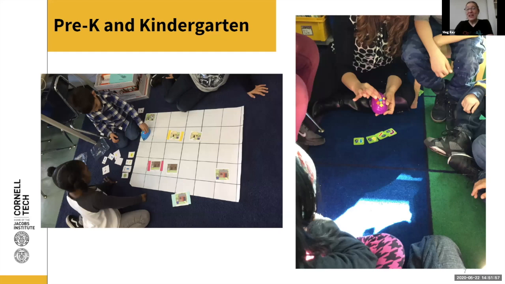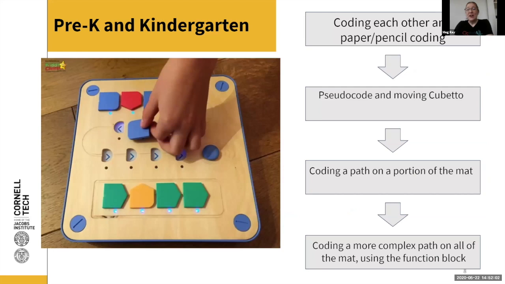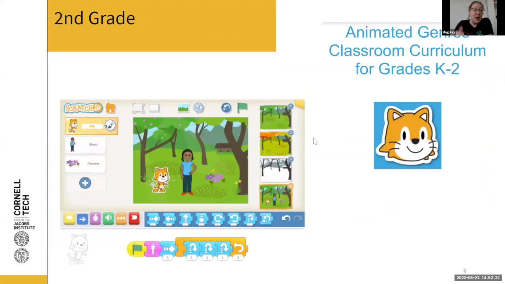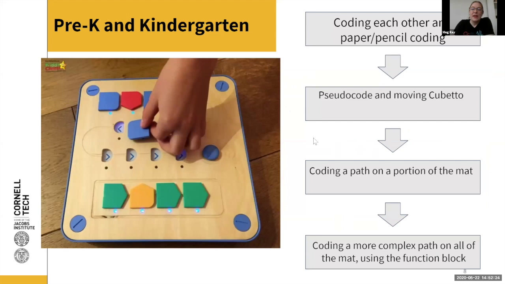Well, after we had already implemented that in kindergarten and first grade, we added on preschool, and we found that in pre-K, they were able to move from coding each other and coding with pen and paper, followed by creating pseudocode, and then the teacher moving Cubetto following their pseudocode, to them coding Cubetto on a small portion of the mat, to them using the entire mat and coding Cubetto on this separate device and using the function block.